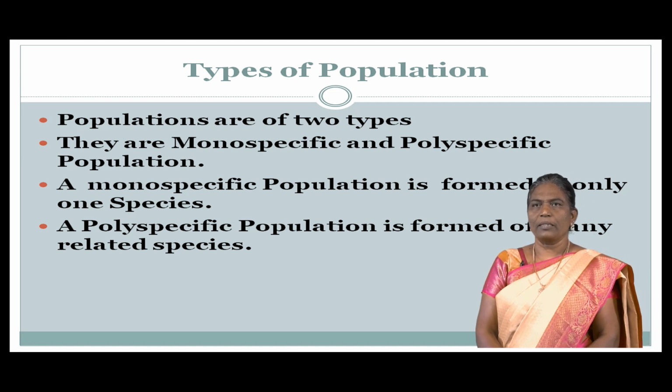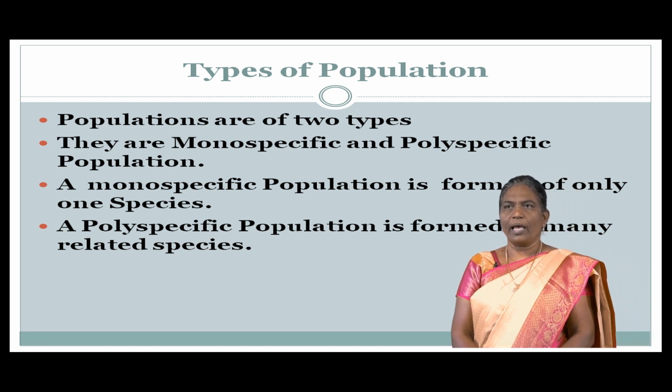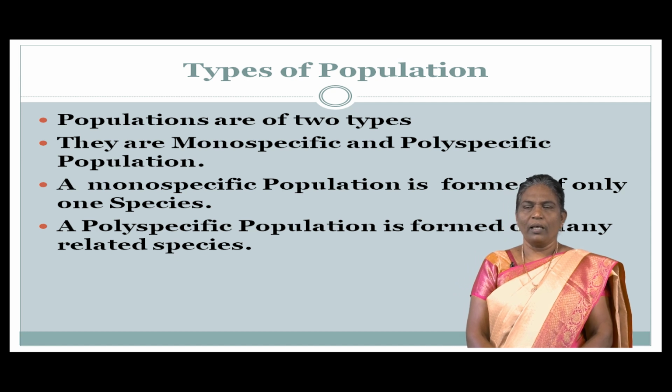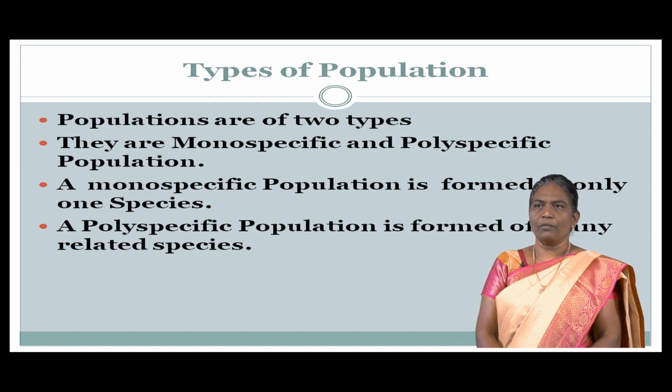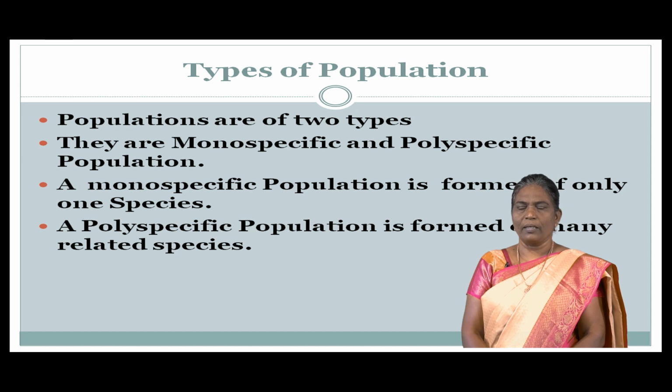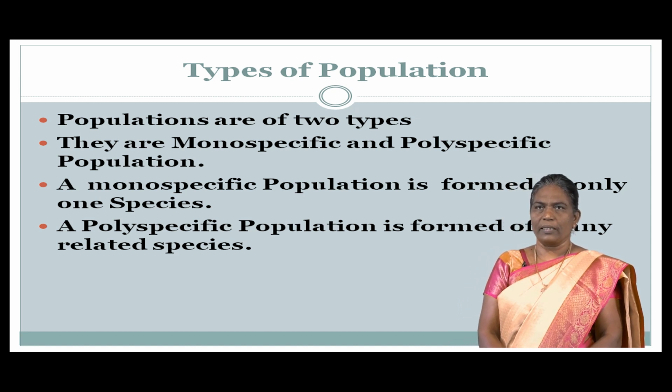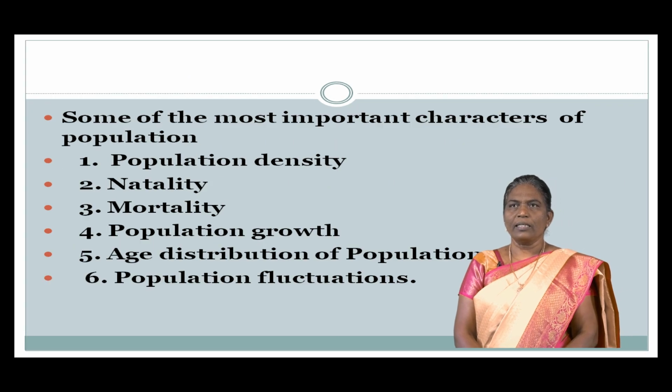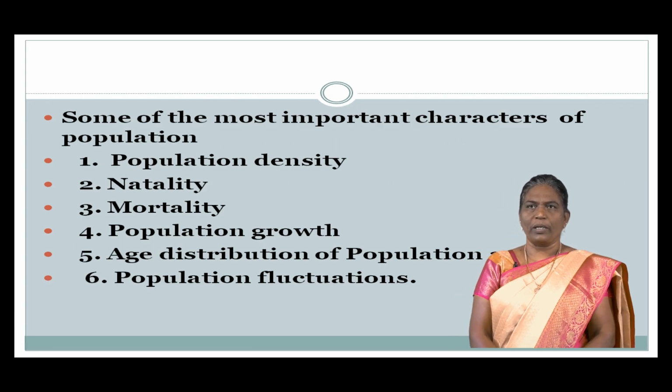Next, we will see about the types of population. Populations are of two types. They are monospecific and polyspecific population. A monospecific population is formed of only one species. A polyspecific population is formed of many related species.